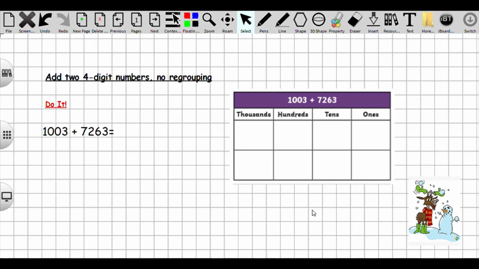Good morning everyone and welcome to another maths lesson. Today's learning objective is to add two 4-digit numbers with no regrouping. So you'll have lots of these for your do it. 4-digit number, add a 4-digit number, but you will not have to regroup.